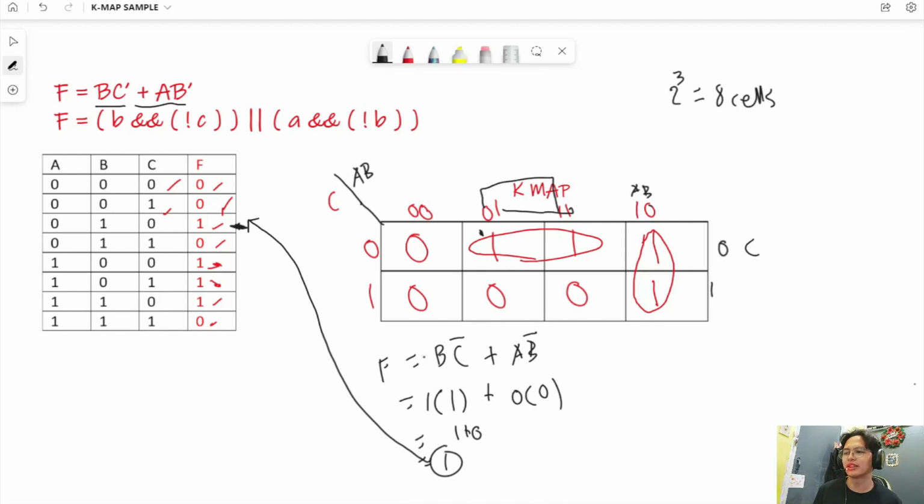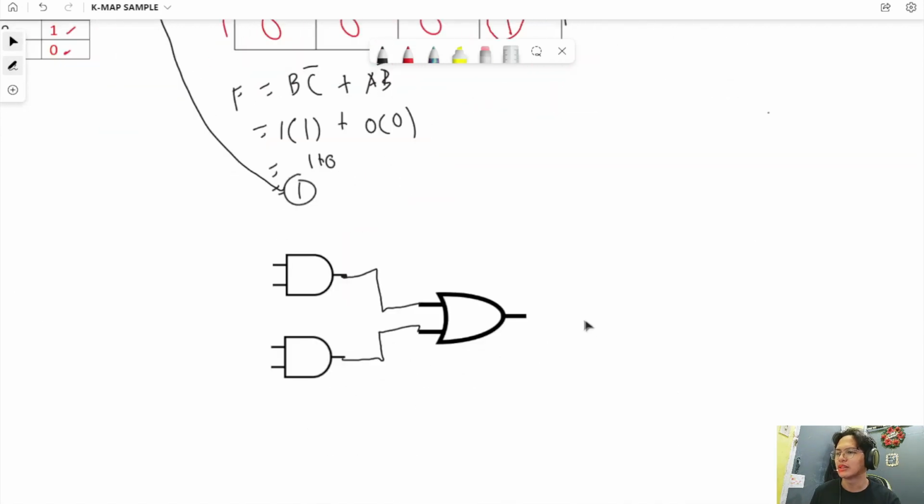Pero ito na yung function natin. Ito na yung gagamitin natin. So ito na yung K-map natin. Basically, tapos na siya. But to show the circuit diagram of this function, ayan. So F is equals to B, C prime plus A, B prime. So we have two AND gates here.